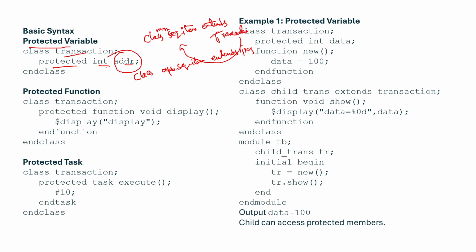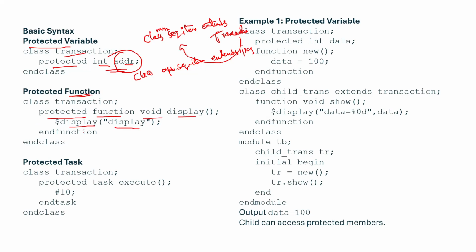That is possible, because the classes are family members only, same class members, parent and child. So we are using these protected variables in the child class also, and protected functions. Functions we are using, the method function void display, so $display.